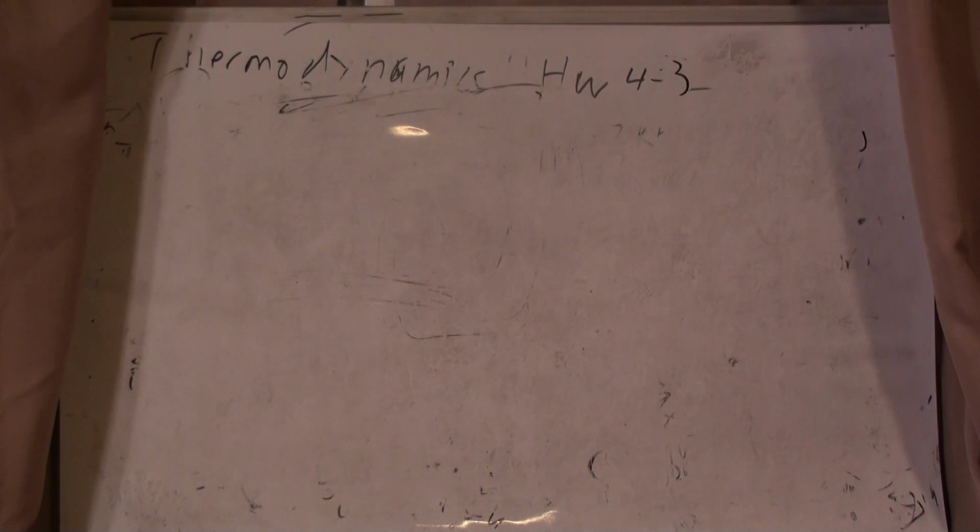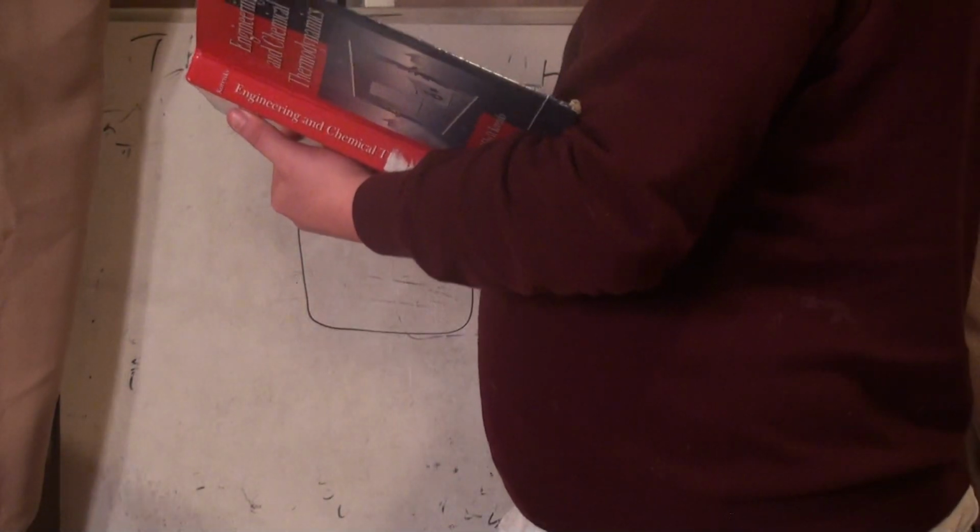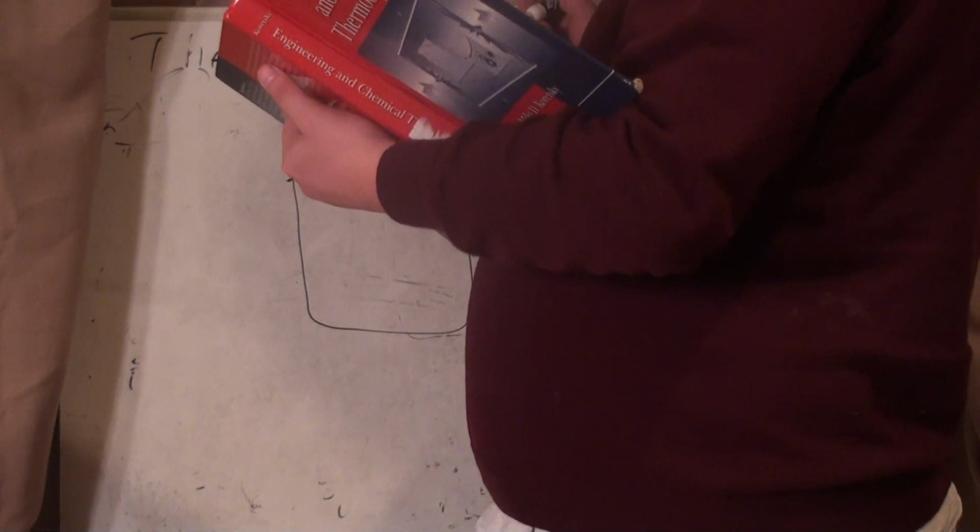So number 3 is, just trying to read it right, 2.21b out of Koretsky. Okay, so it provides a picture. So let's just draw the picture they have. So they have a piston cylinder.